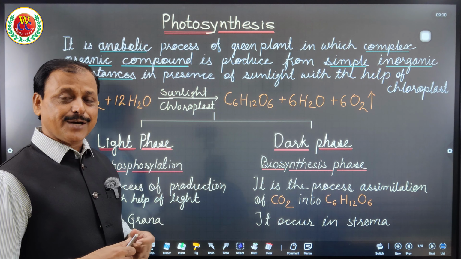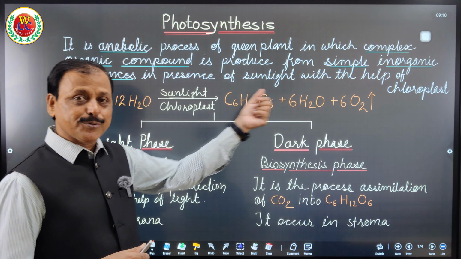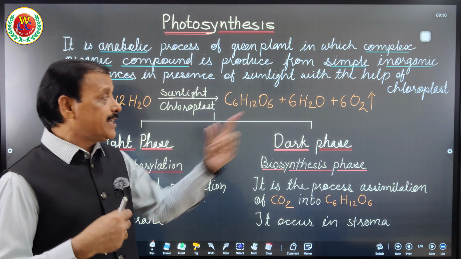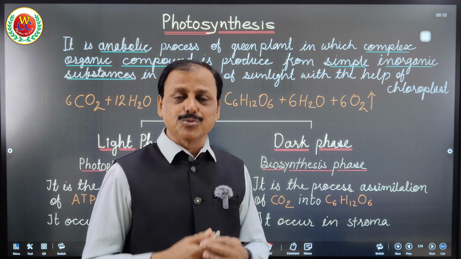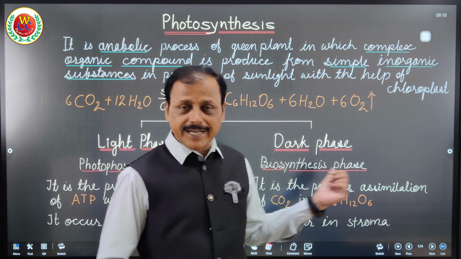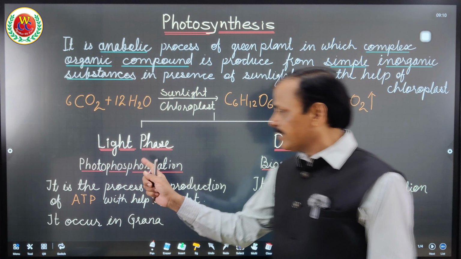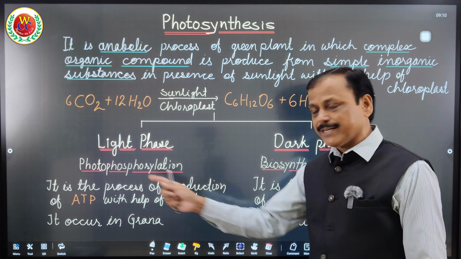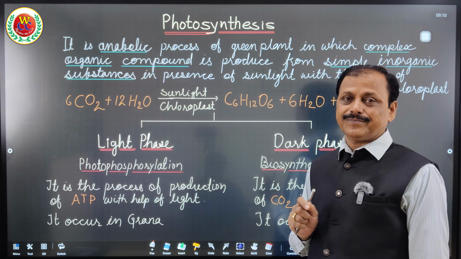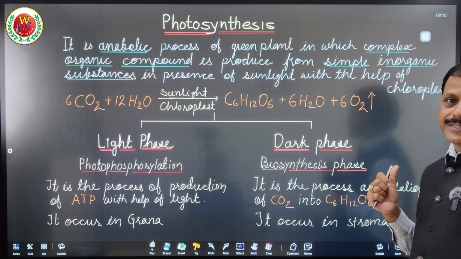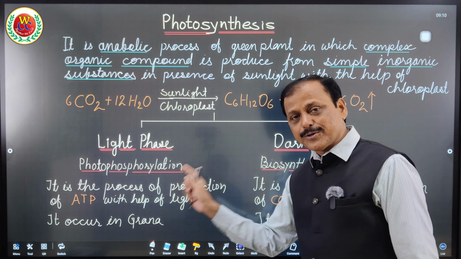Now, let us learn how this carbohydrate is produced and oxygen is released through this process, with the steps. The first step is to know about the light phase and then the dark phase. But still, I have written here both light phase and dark phase together to understand. What is the light phase? It is photophosphorylation. What is the dark phase? It is biosynthesis. What does photophosphorylation mean?